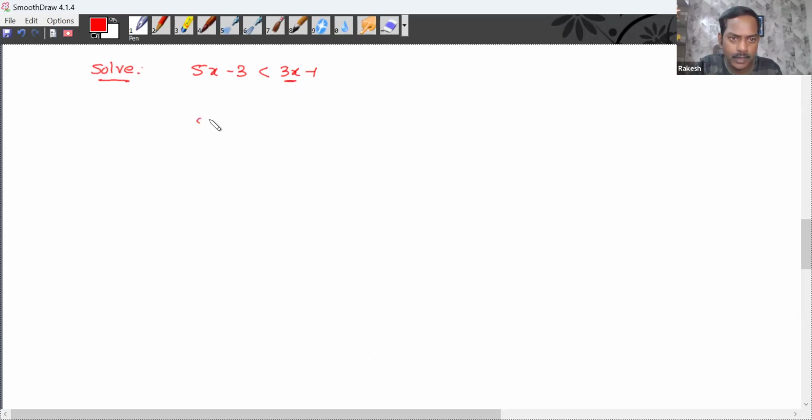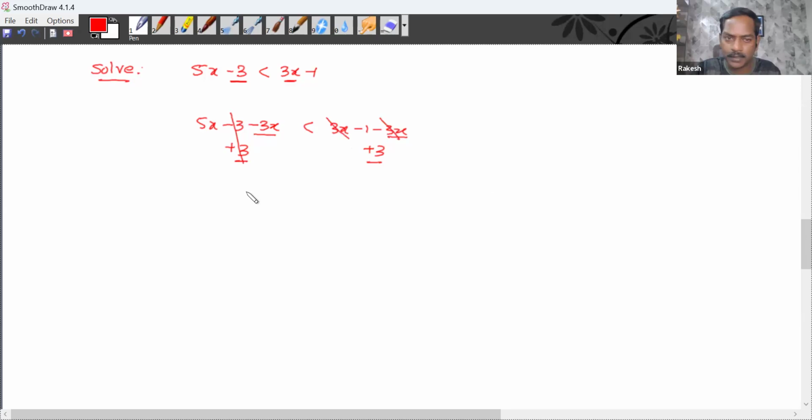So I want to subtract 3x from both sides so that this will cancel out. On subtraction, the sign will not change. Further, I want to get rid of this minus 3 from the LHS, so I can add plus 3 to both sides so that the minus 3 will be cancelled with the plus 3. On addition and subtraction of the same number, the sign will not change. Here we can see that this will get cancelled out, and this will get cancelled out.